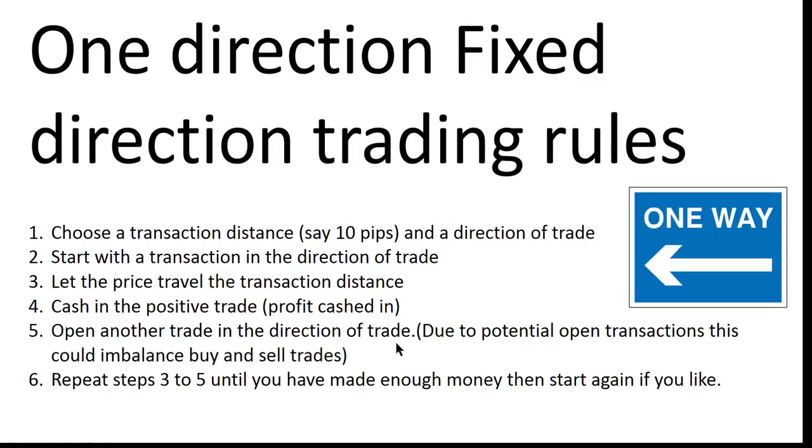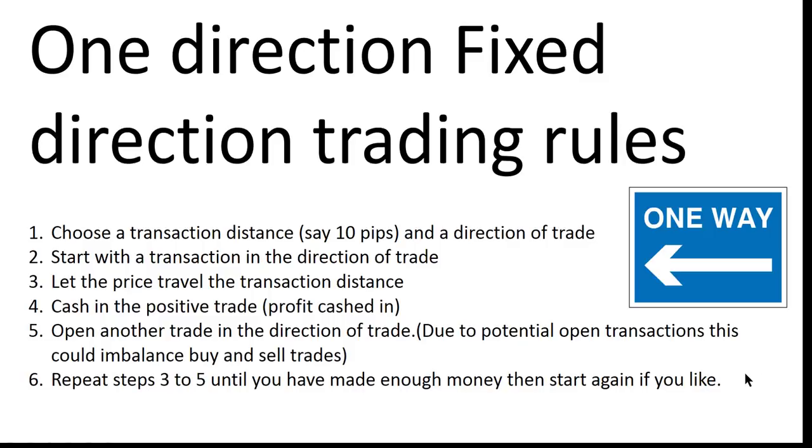So if, for instance, you were buying and the price went down by your transaction distance and reached another transaction point, you would open another trade in the direction. So you would buy, you'd open another buy. So immediately you're creating, you started with an imbalance because you only were buying, and if you add more transactions, you're increasing the imbalance that there is. And you just do this continuously. You just repeat steps 3 to 5 continuously until you've made enough money and you can start again if you like.